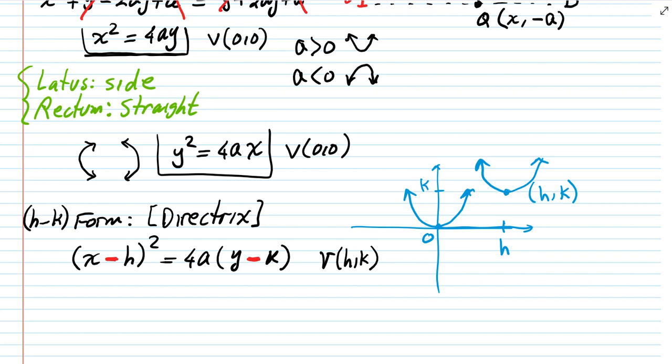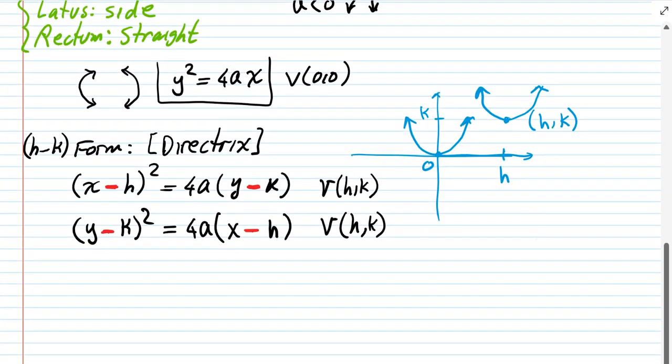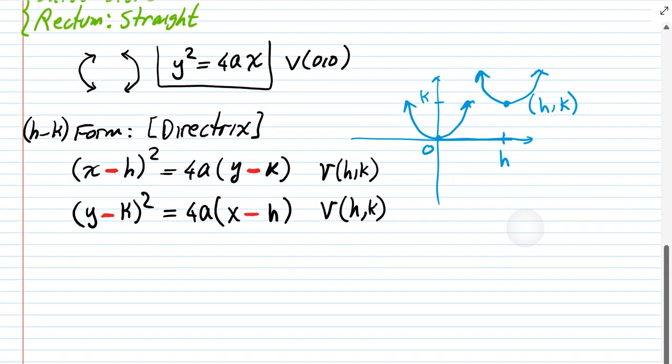And then for the sideways parabolas, the form becomes y minus k, and this one now is squared, equals 4a times x minus h, and that one is not squared. Again, the vertex is at h, k. So we adjust for these in the equation that we write. And we'll look at some examples real quick in a moment here.